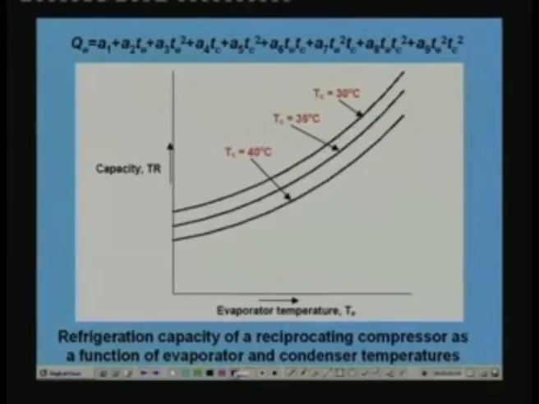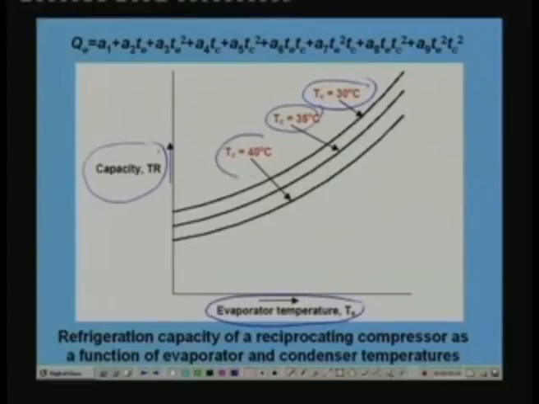So this graph shows the performance of an industrial reciprocating compressor, and here capacity is plotted on the y-axis, and on the x-axis you have the evaporator temperature, and capacity is given for different condenser temperatures. One thing you can notice here is that for a given condenser temperature, let us say a condenser temperature of 40 degrees centigrade, the capacity increases as the evaporator temperature increases. The same thing is also observed in a theoretical analysis.